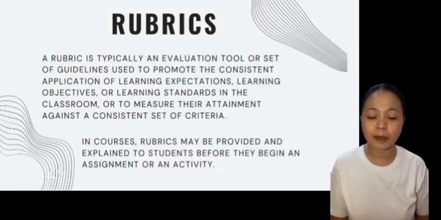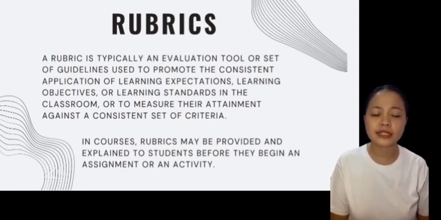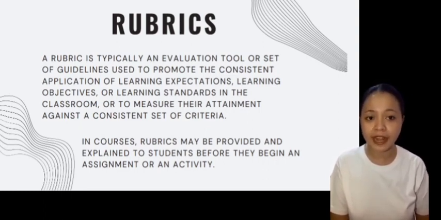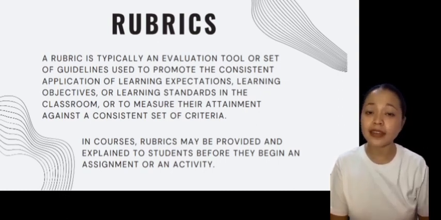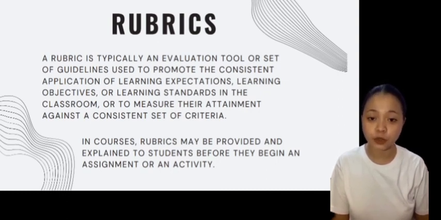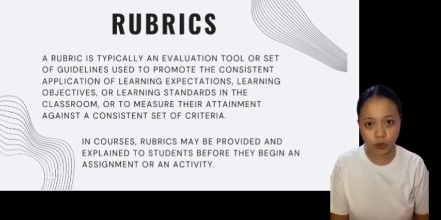Okay, so now let us talk about rubrics. A rubric is typically an evaluation tool or set of guidelines used to promote the consistent application of learning expectations, learning objectives, or learning standards in the classroom, or to measure their attainment against a consistent set of criteria. In instructional settings, rubrics clearly define academic expectations for students and help to ensure consistency in the evaluation of academic work from student to student, assignment to assignment, or course to course.